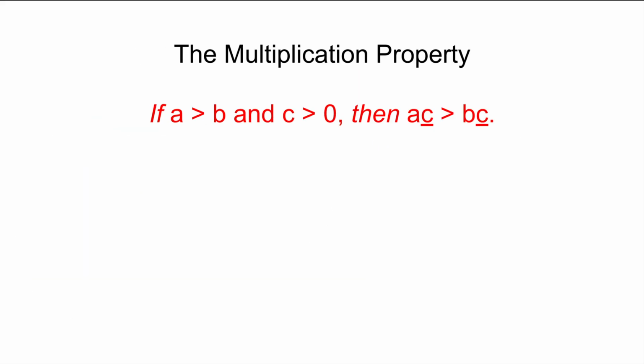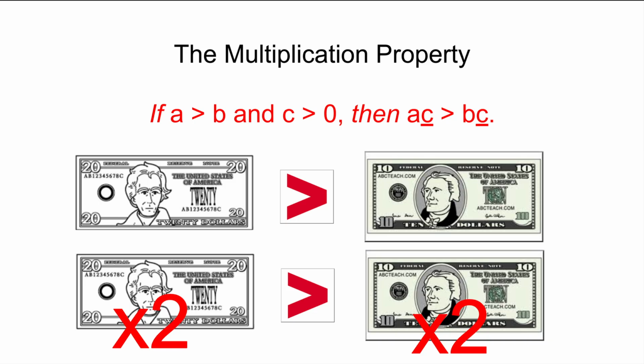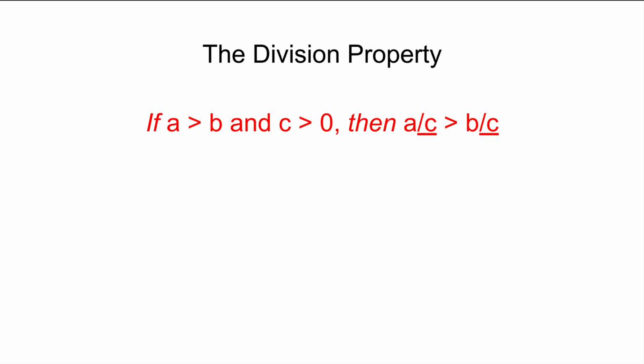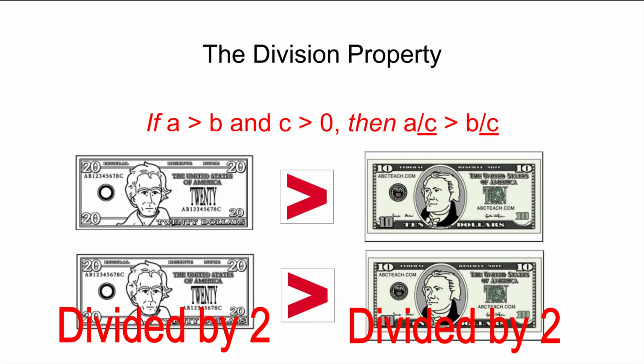Multiplication, same thing again. If we are multiplying by C on both sides, let's imagine we have $20 and it is greater than $10, obviously. And if we multiply both times the same number, times 2, or whatever number, we will still have the same inequality. Division, exactly the same as multiplication, except we're doing the opposite operation. We're dividing both. So we'll take our same example. We have $20 is greater than $10. If we divide both by 2, we'd have 10 and 5, and we still would have the same inequality.